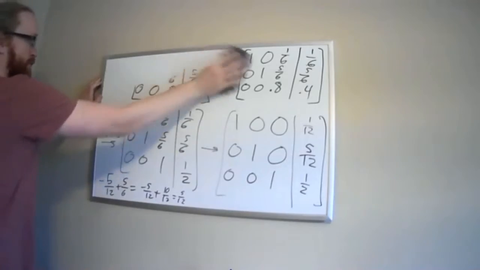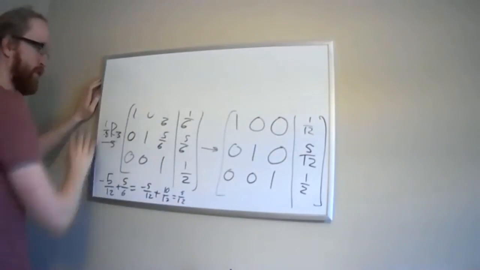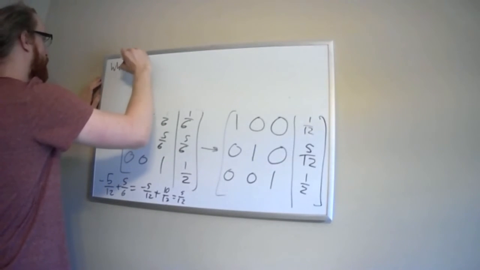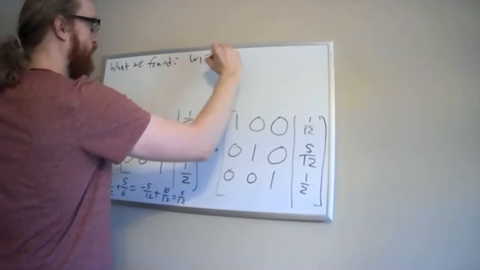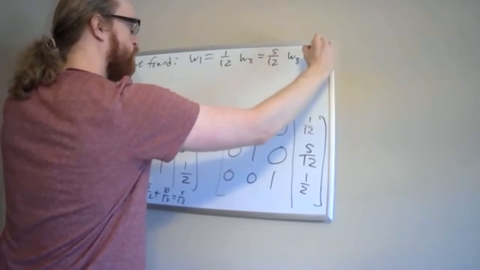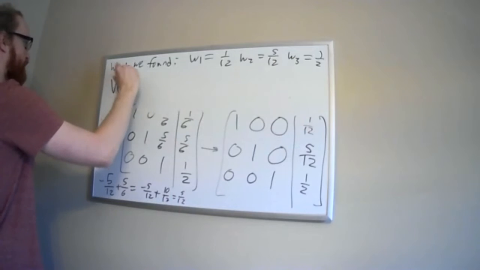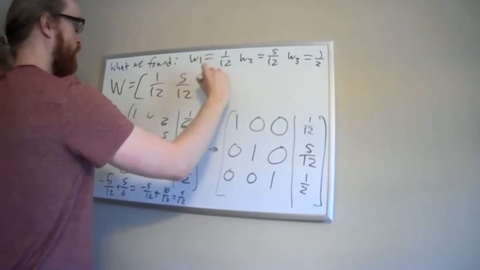So let's summarize our findings. We got to remember why we just did what we did. What we found is W1 is 1/12, W2 is 5/12, and W3 is 1/2. So W, the stable vector, has to be 1/12, 5/12, and 1/2.